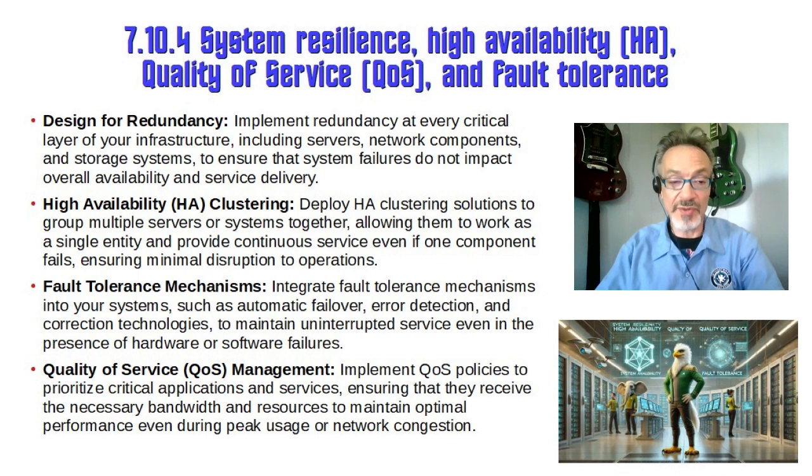High availability. This is about ensuring continuous operation even when components fail. High availability typically involves clustering, where multiple servers or systems are grouped together to work as one. If one server fails, the others pick up the slack without disrupting service. Understanding high availability clustering and its importance in maintaining availability is pretty crucial for the cloud.